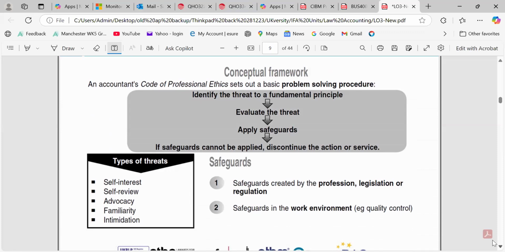Identify the threat to the fundamental principles, and you have to draw the safeguard. For example, not one person should do everything, such as issuing the vouchers and making the payments. We can look at segregation of duties. There are clear SOPs, standard operating procedures, in place in our organization.